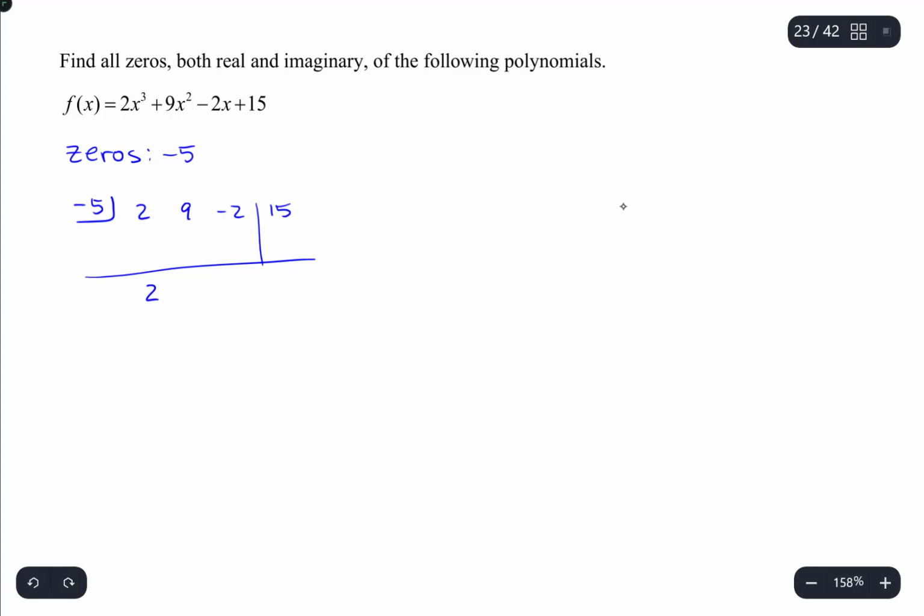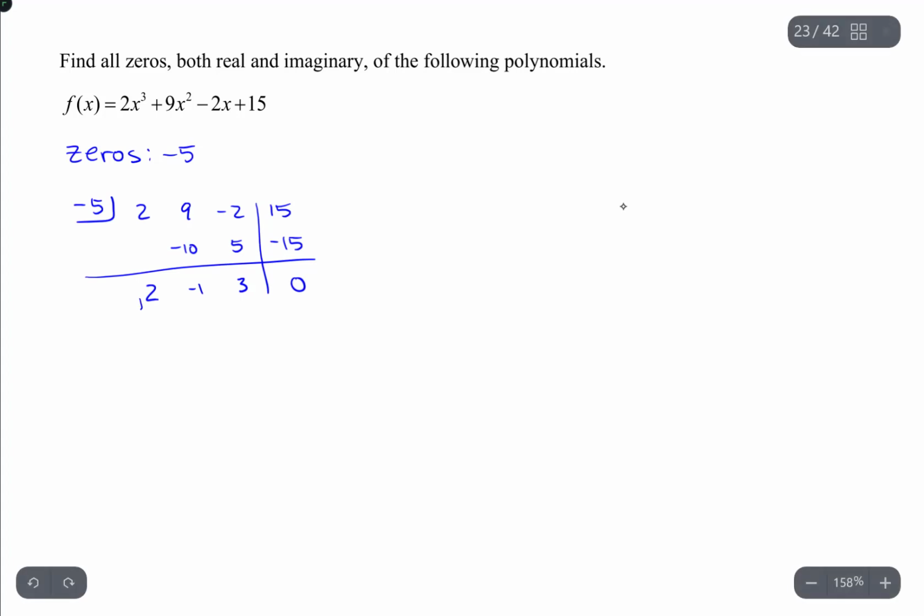So bring the 2 down. 2 times -5 is -10. That adds up to -1. -5 times -1 is 5. This adds to 3. 3 times -5 is -15, and the result is 0 for the remainder.